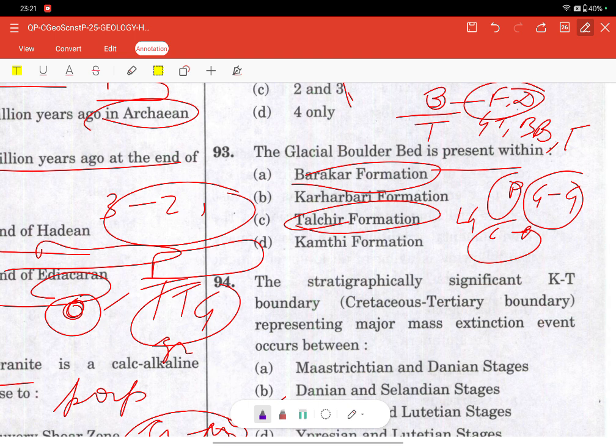Then we have the Karharbari formation. It is known for its Glossopteris flora and it indicates climatic amelioration. So no glacial boulder beds. And the Kamthi formation is present in the Upper Gondwana. It has fluvial sandstone in it and it is much younger and non-glacial.